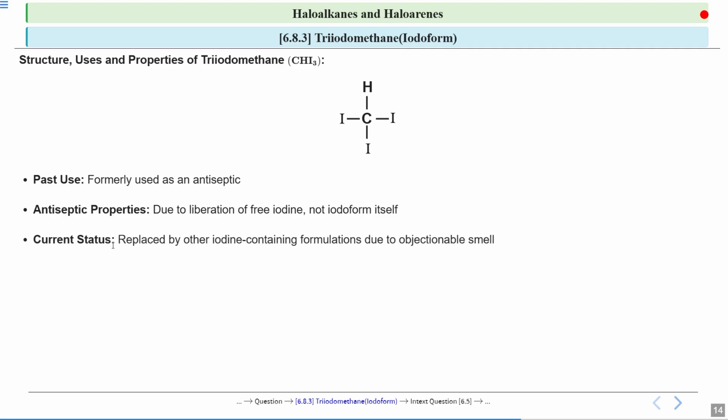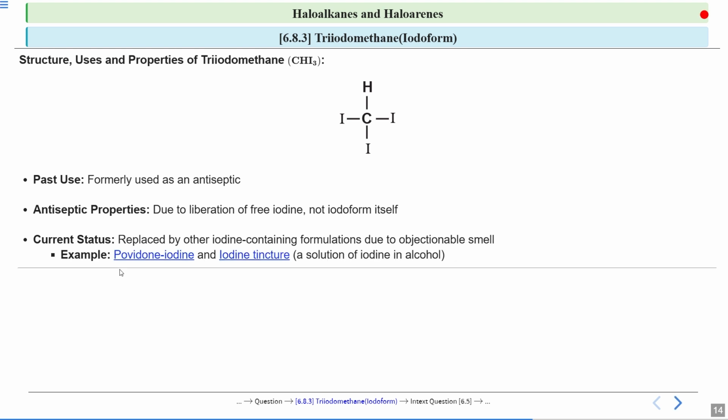Current status: in today's time, it is replaced by other iodine containing formulations due to the objectionable smell. We used triiodomethane as an antiseptic in the past because of its ability to liberate free iodine molecules. But in the current time, its use as an antiseptic is replaced by other iodine containing formulations. Why? Because triiodomethane has an objectionable smell, which is kind of disturbing.